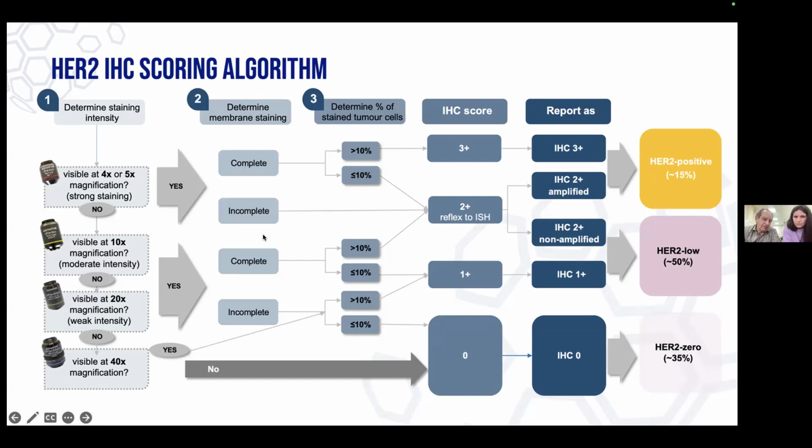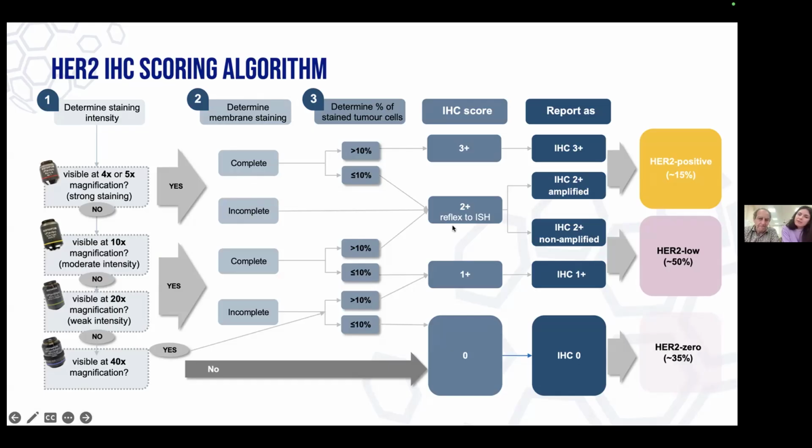Now, this is something that the guidelines don't tell you: what you do if you see incomplete membrane staining that is strong, regardless of how many cells you see it in. ASCO-CAP say it doesn't exist. All of us say, no, I've seen them, a few cases. So these are cases where you need to reflex to ISH. Ask in situ hybridization, is there amplification?